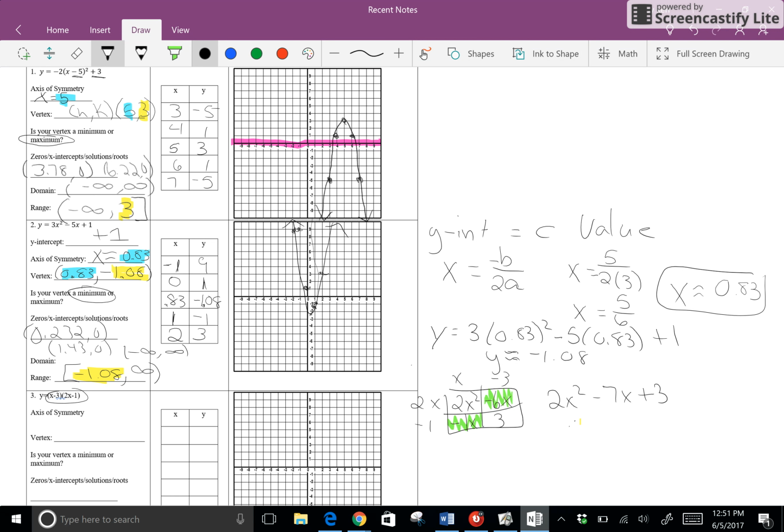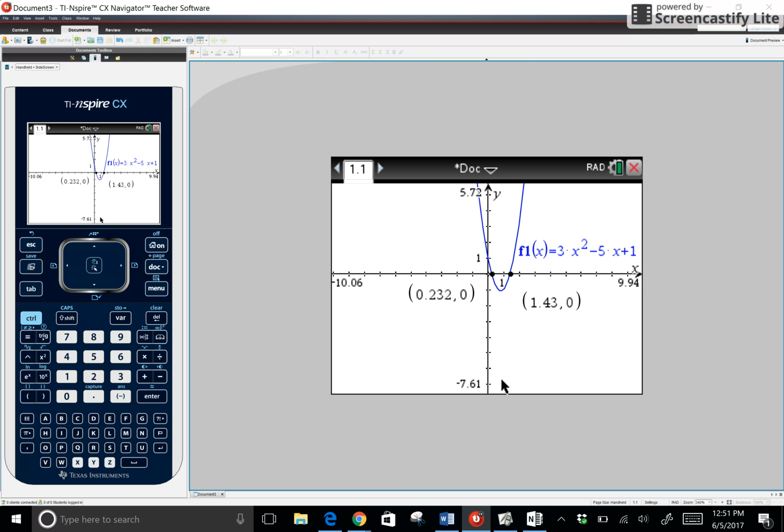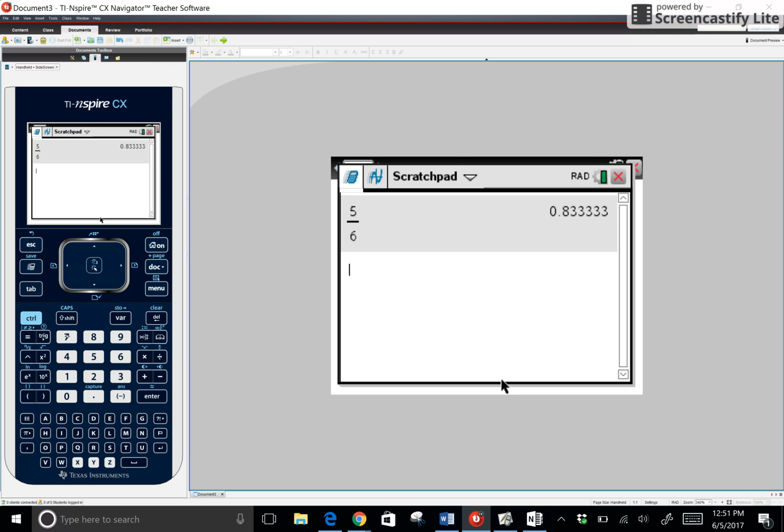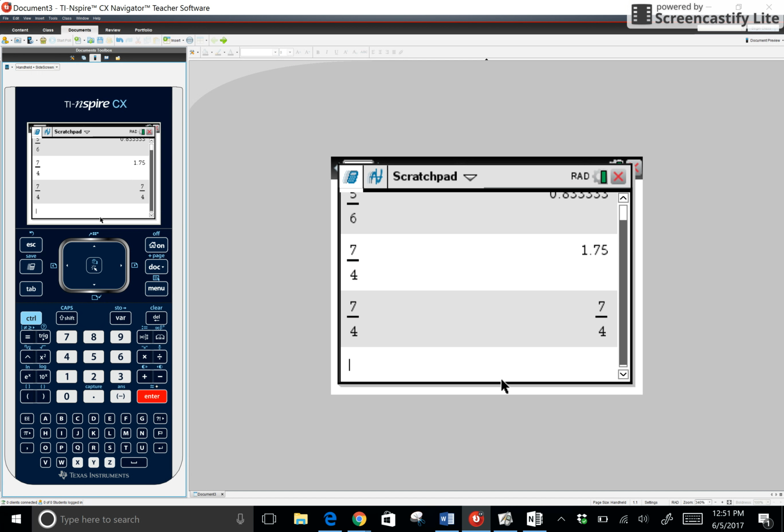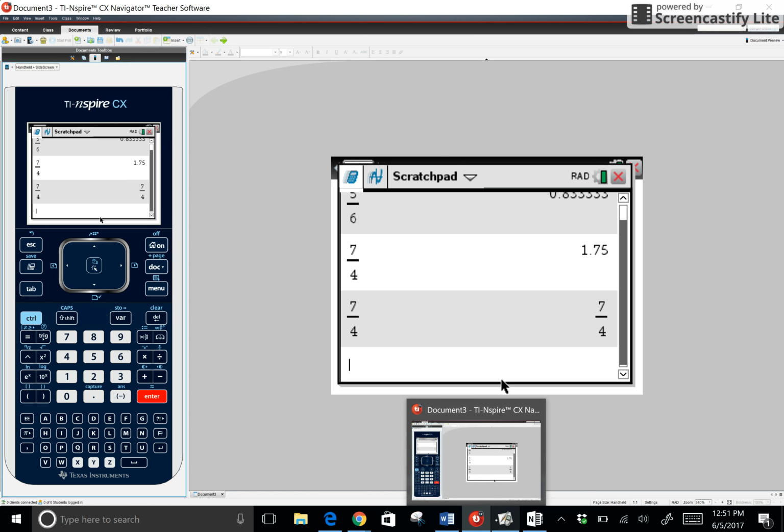Since it's in standard form, you can do the x equals the opposite of b, which is 7 over 2 times 2. So 7 over 4 gets you the 1.75.